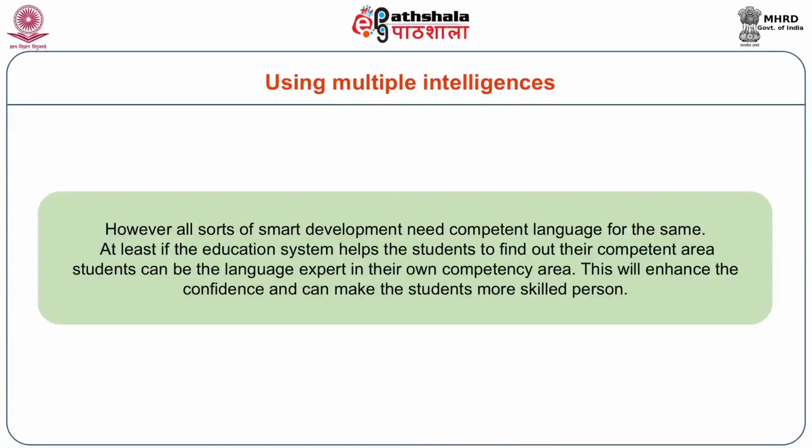He should be able to number them accordingly where they are needed. The picture should be correlated. The body language should be perfect to express that language. He should be able to enjoy the music. The rhythm should be there in his language, in his presentation. He should well present himself as a person, and he should be self-smart. However, all sorts of smart development need competent language for the same.